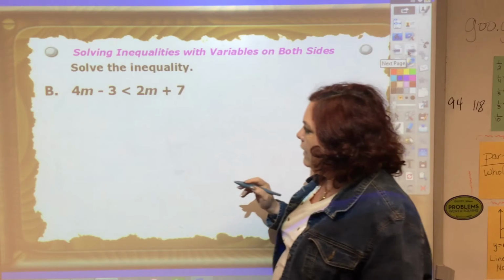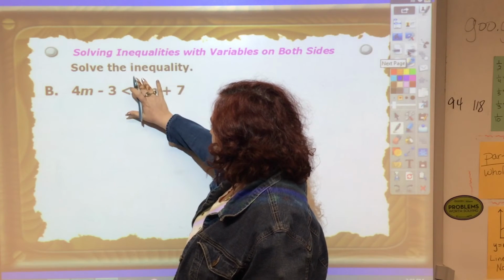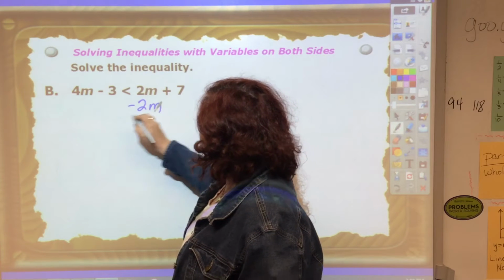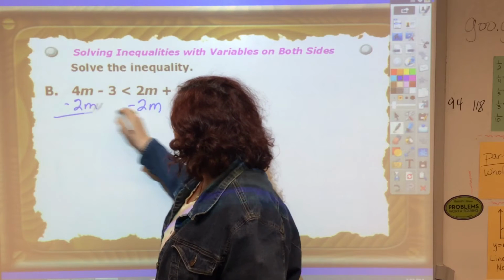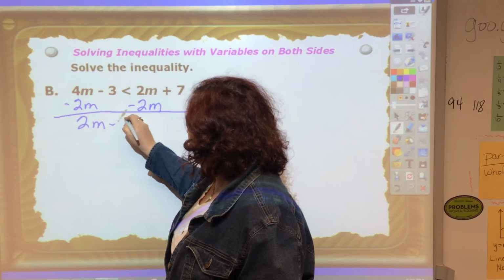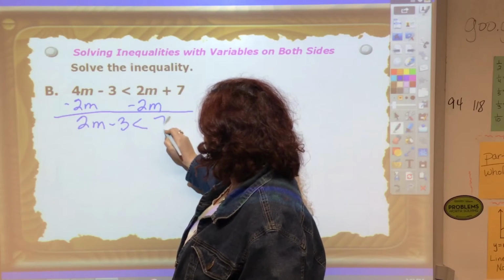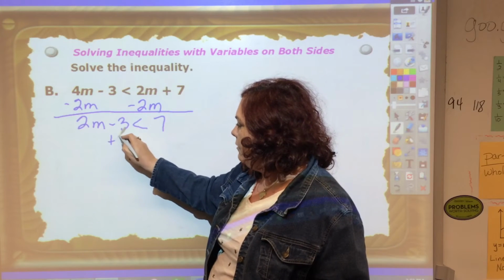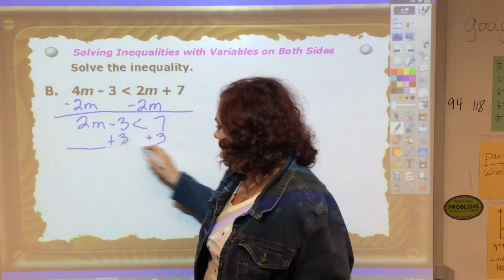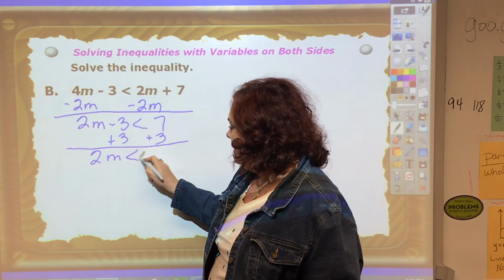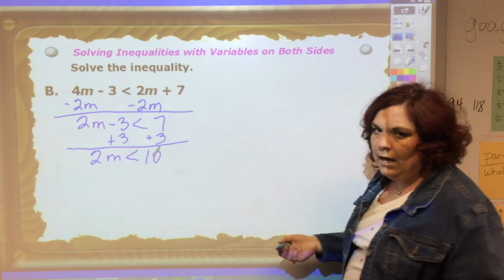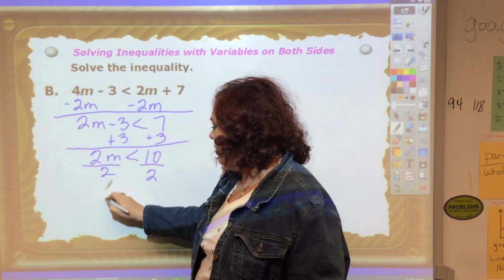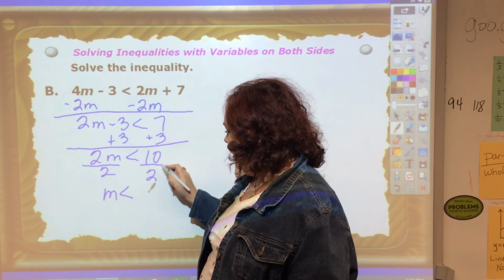So solve the inequality. Now I can get rid of this 2m, and it's not going to leave me with a negative variable. So I'm going to subtract 2m from both sides. And that gives me 2m minus 3 is less than 7. And then now I've got a two-step inequality. So I'm going to add 3 to both sides. And so I get 2m is less than 10. Now I've got a one-step inequality, and I'm going to divide by 2 and divide by 2.